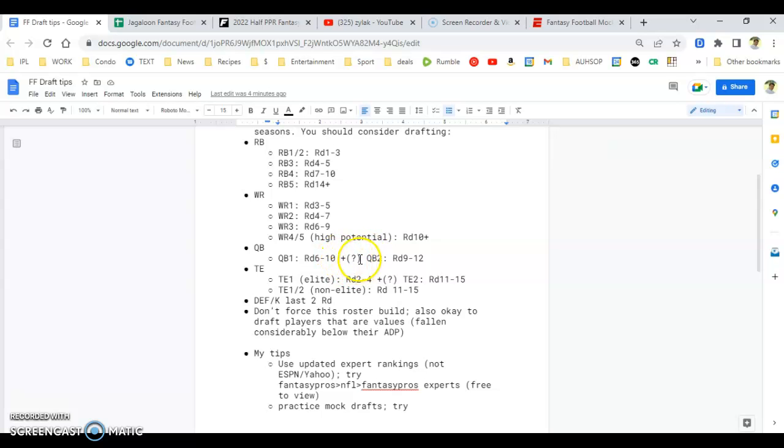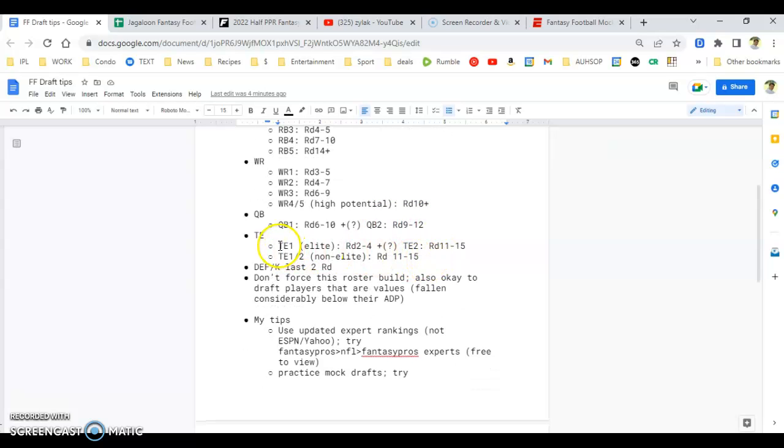Your quarterback, you should choose a quarterback in rounds 6 through 10, no earlier. And it's optional to choose a second quarterback later on in the draft in rounds 9 through 12. So these are both effective options. Picking one here, and that'd be your only quarterback, or picking an additional second quarterback in these rounds.